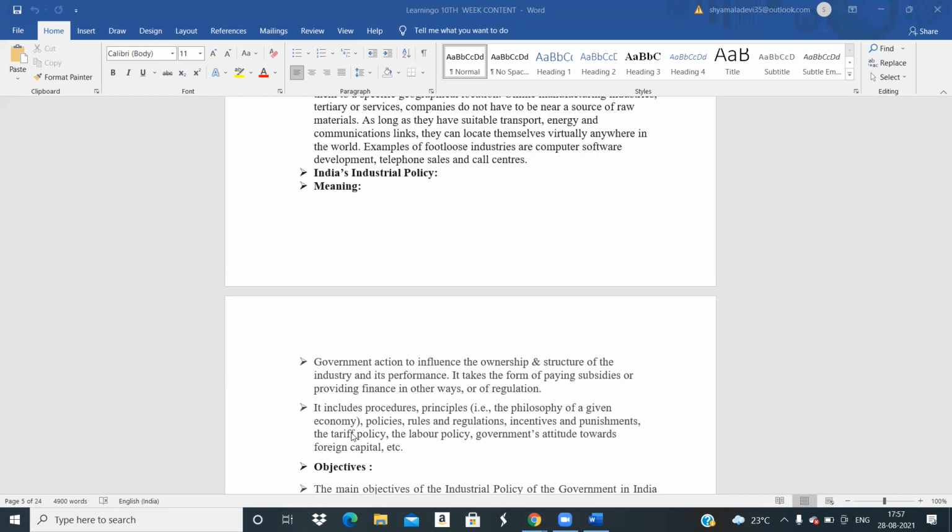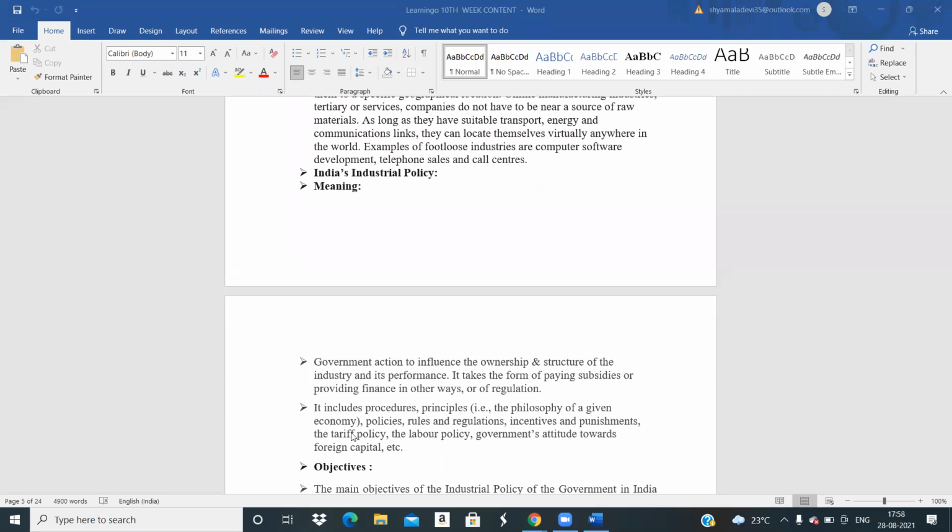What is a tariff policy? Can anyone give me the explanation? What is a tariff policy? Tariffs means what? Do you know, or should I continue? Ma'am, I think it's a type of tax. Very good. It is a tax barrier. They are all called tax barriers.